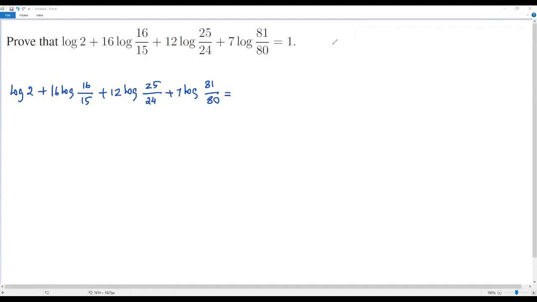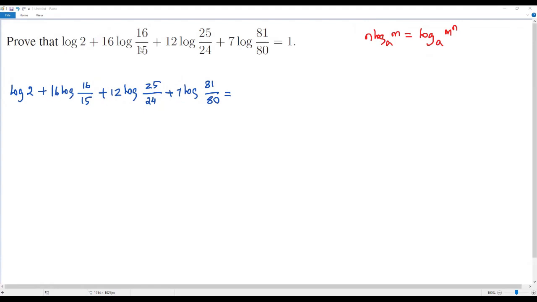Here let me consider the power rule of logarithm, that is n times log base a of m. Here we have a logarithm multiplied by some value n. Whenever a logarithm is multiplied by some value, we can take this value n as the exponent for the argument. That is, we can write this as log base a of m to the nth power. This is called the power rule of logarithm. Now I'm going to apply this power rule to these three logarithms, because all of them are multiplied by some value. Here 16 is multiplied, here 12, and here 7.